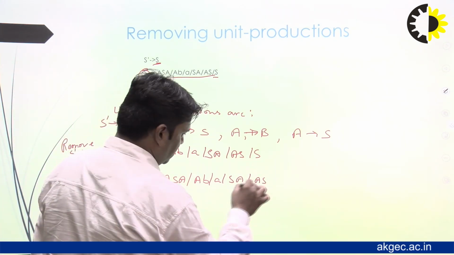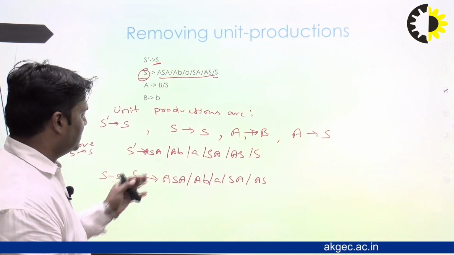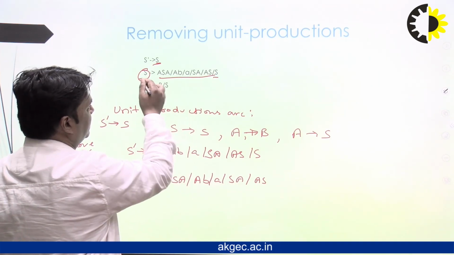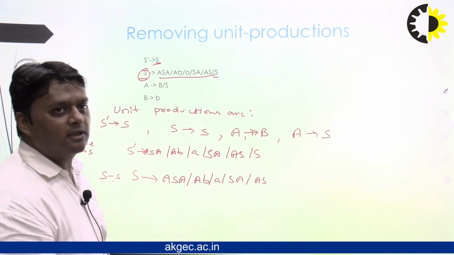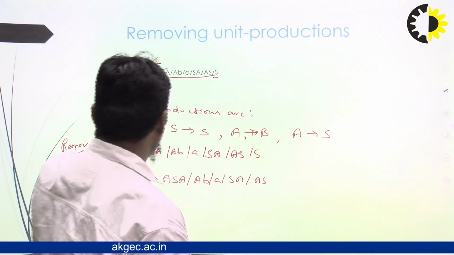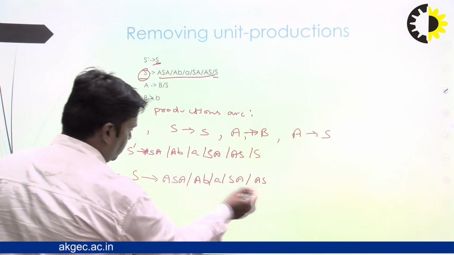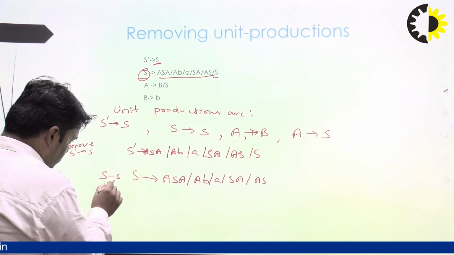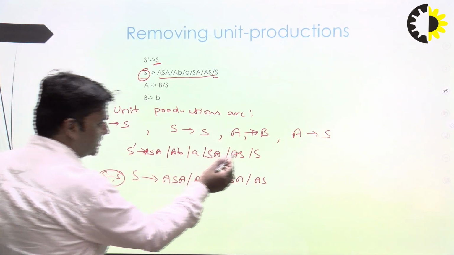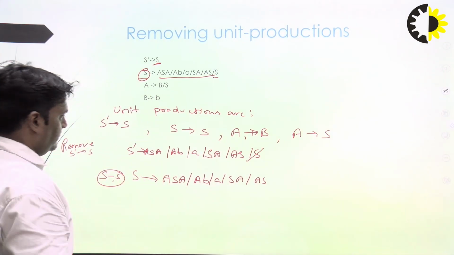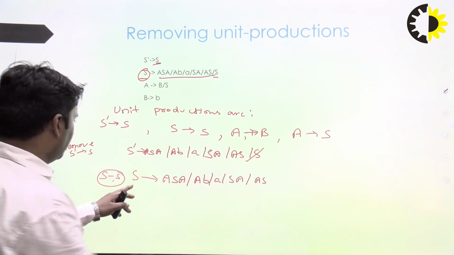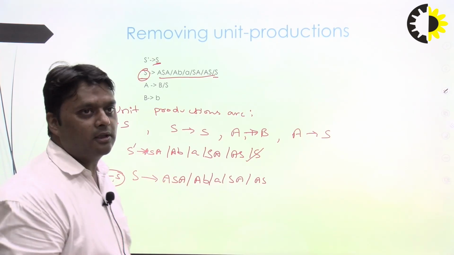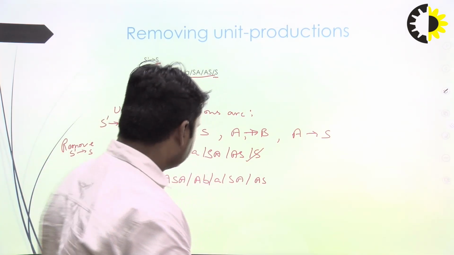By this way, we remove S implies S, because S is a production that is also the same grammar. Then we remove this S, and the remaining grammar will also be in the form of S implies this form, and the unit production is removed. We replace this S here, and the same grammar will occur, so no need to write it again and again.